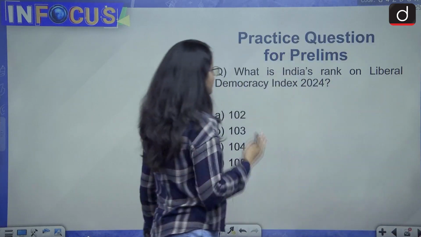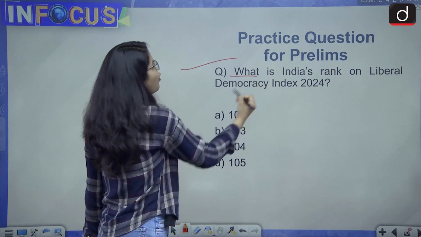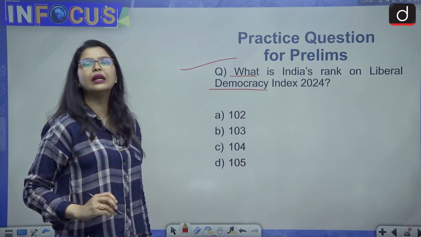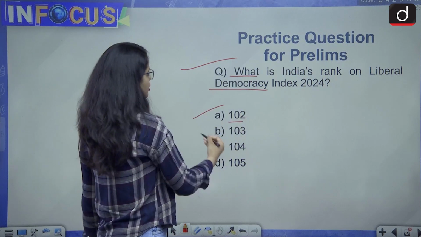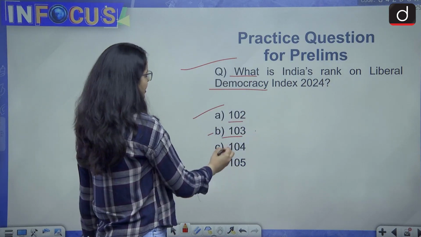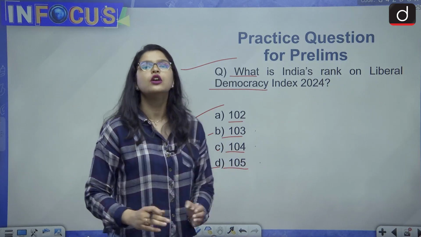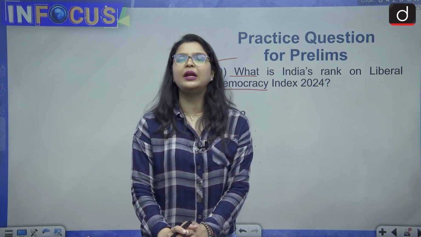prelims examination. So the question is, what is India's rank on Liberal Democracy Index 2024? Your option A is 102, your option B is 103, your option C is 104 and your option D is 105. So kindly drop your answers in the comment box below.